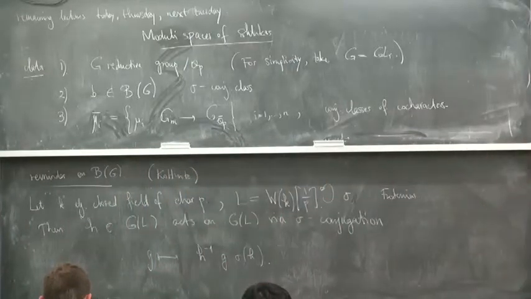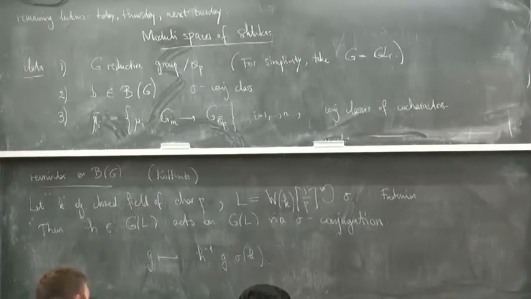I guess a basic theorem due to Kottwitz in this situation is that B of G, defined to be the sigma-conjugacy classes in G(L), is independent of k.